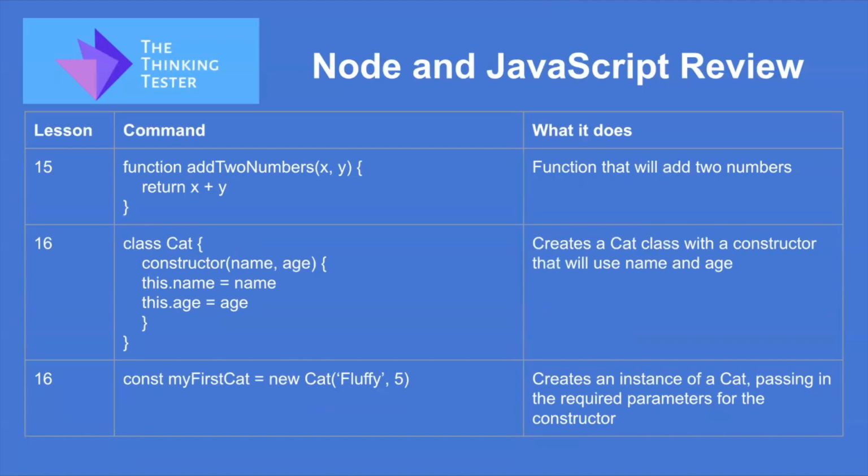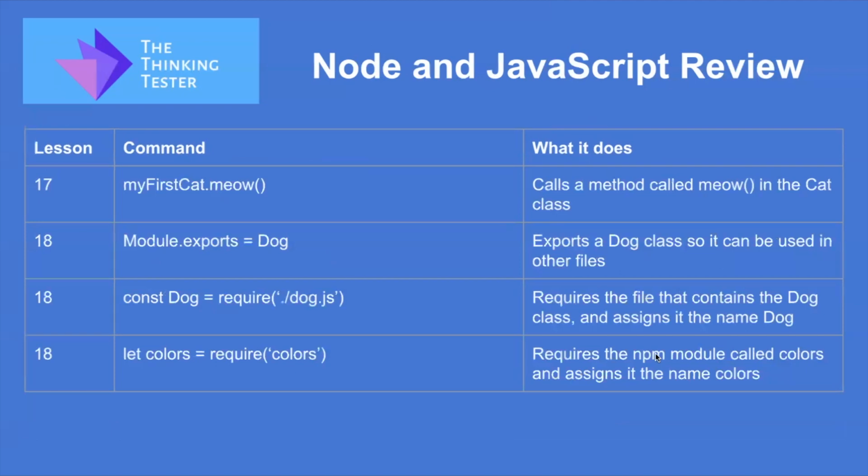We learned how to create a class. Here is a Cat class, and it has a constructor that takes in name and age and creates the name and the age of the cat. We learned how to use the Cat class to create a cat by saying const myFirstCat equals new Cat, and then passing in the new cat's name and age. We learned how to create methods inside a class. One of the methods we created was meow, which calls a method called meow in the Cat class. So when we said myFirstCat.meow, we were asking that cat to meow.